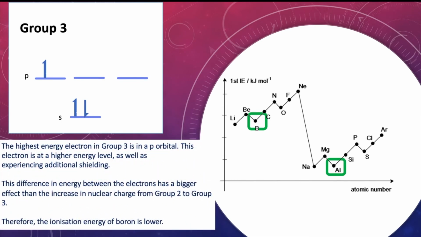Well, it's because for the first time we have got an electron in our p subshell all on its own, and the p subshell is of higher energy than the s subshell. Therefore, that electron is going to be easier to remove from the atom, and it's also going to be more shielded by the s subshell from the nucleus. That means that the attractive force between the nucleus and the outer electron in our p subshell is less than we would have predicted it to be, and therefore our ionization energy is less.